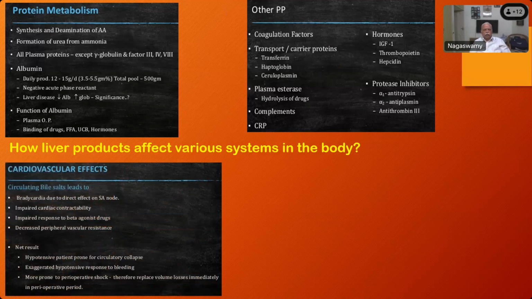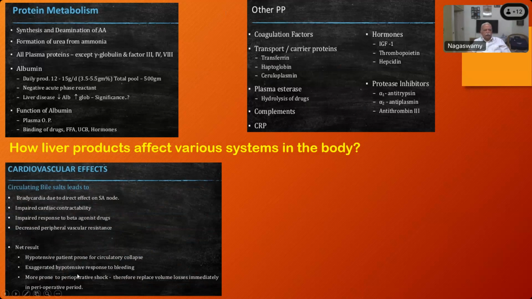Now, cardiovascular effects. Circulating bile salts lead to bradycardia due to decreased effect on the SA node, which we have already seen. It also impairs cardiac contractility and causes impaired response to beta agonist drugs like catecholamines and ephedrine. All these will not act properly in patients with end-stage liver disease or cirrhosis. Decreased peripheral vascular resistance is also caused by the effects of the bile salts. Net result, the patient will be hypotensive and prone to circulatory collapse.